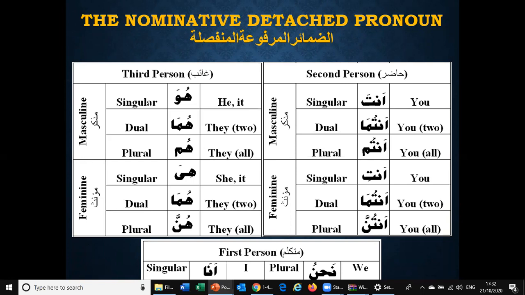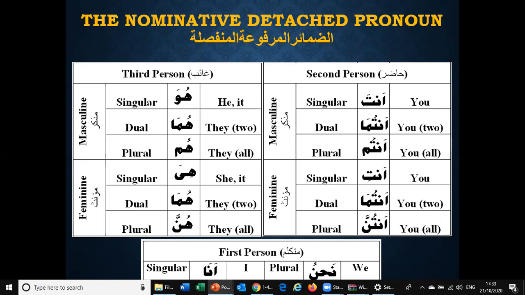So huwa is he, male or it. Huma are those two male. Hum are all the male, them, they. Hiya is she. And huma, again, the same dual for two. So two male, two female, or one male and one female. Whenever there are two, you call it huma. That's the third person, not talking about the one who's present.